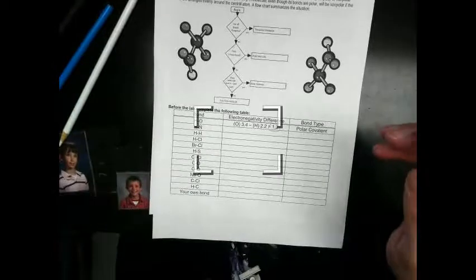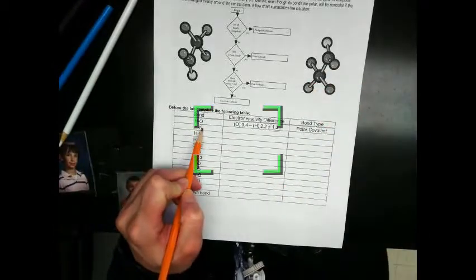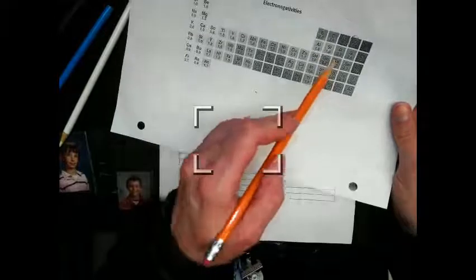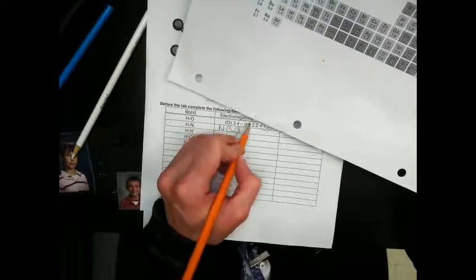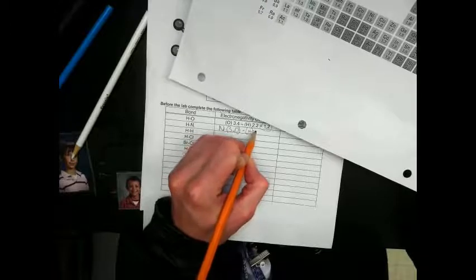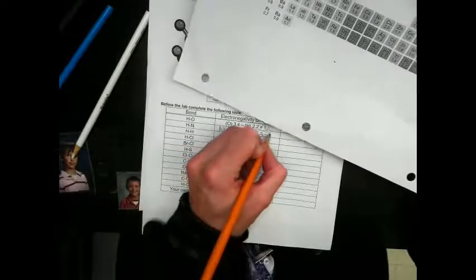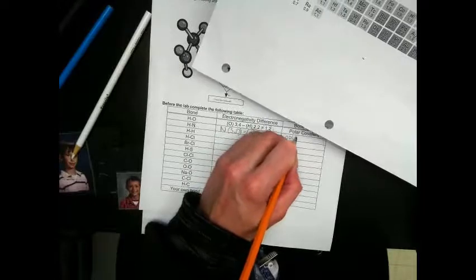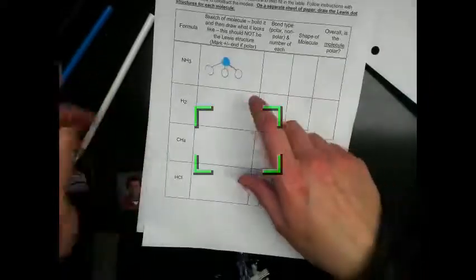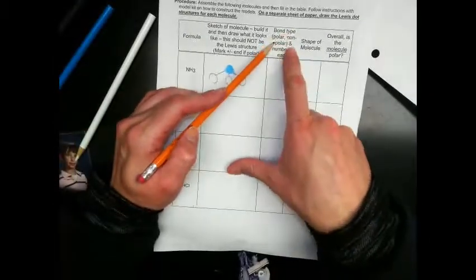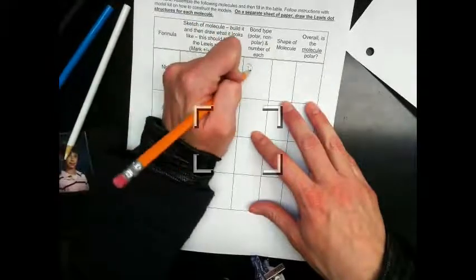And so you get a little bonus here. So we're going to look at the HN bond. And so looking at this, N is 3.0 right there. That's what it shows on here. And then we're going to subtract that from H, which is still 2.2. That hasn't changed. So our difference is 0.8, which means it's polar. So we've determined now that our HN bond is a polar bond. So it's sharing those electrons unequally. And so now the bond type of it is polar.